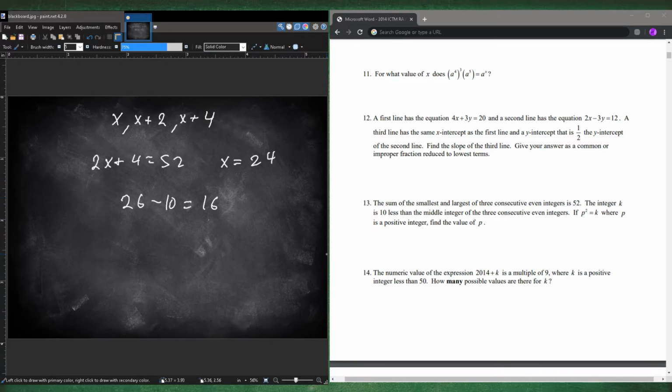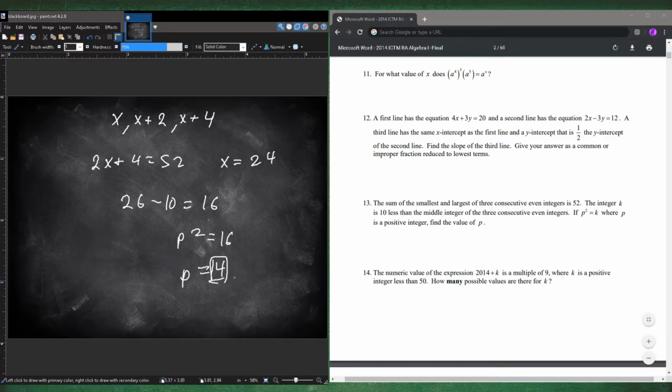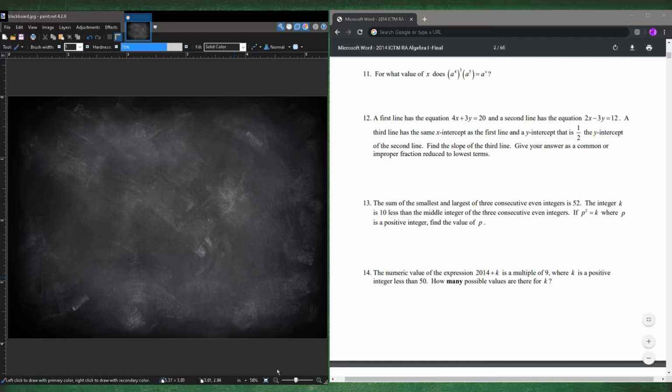So we know if p squared is equal to k, so p squared is equal to 16. Find the value of p, and p is positive, so it can't be plus or minus. So p is equal to 4. And that's basically it, right? It can't be minus 4 because it has to be positive.